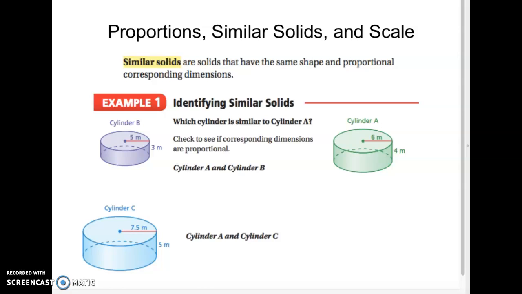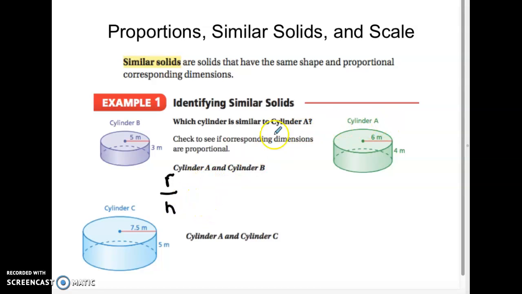In example one, we want to identify the similar solids. So we want to see which cylinder is similar to cylinder A here. We're going to use proportions to see if they're similar. So first, we're going to check cylinder A and cylinder B. We're given radius and height in both of these. So to set up our proportions, let's do radius over height for each of them.